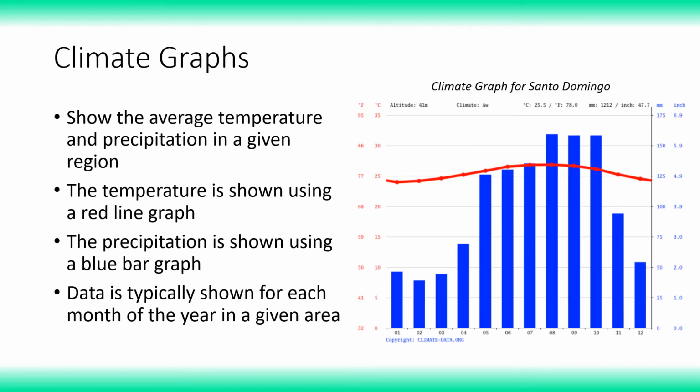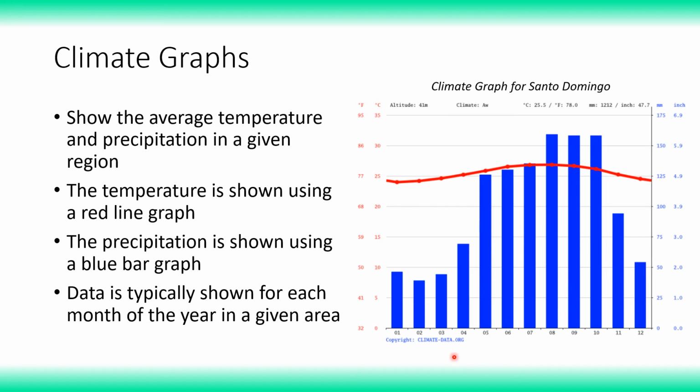So the fact that we use average temperature and average precipitation and things like that in our climate data allows us to generate things called climate graphs. So these allow us to take the average temperature in a given area, and we take the average precipitation in that same area, and we plot them on the same graph. So we've got this graph here. The red line indicates the temperature, and the blue bars indicate the precipitation.